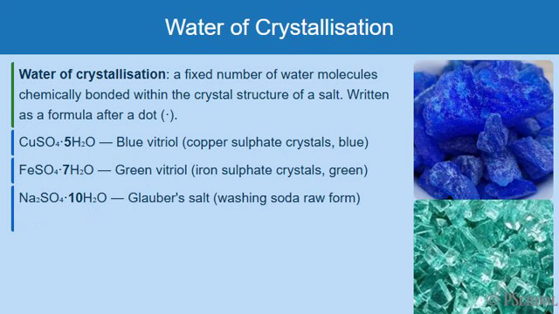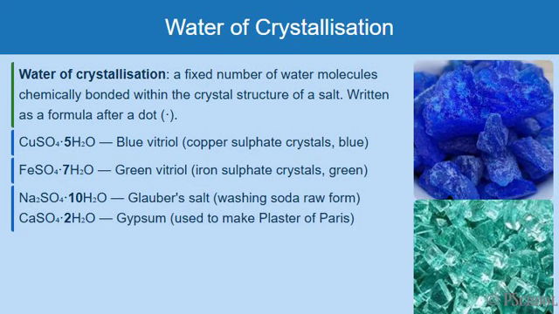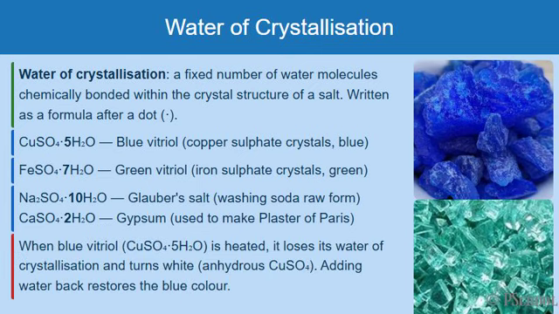Sodium sulfate decahydrate, Na2SO4.10H2O, Glauber's salt. Calcium sulfate dihydrate, CaSO4.2H2O, gypsum, used to make plaster of Paris. When blue vitriol is heated, it loses its water of crystallization and turns white, anhydrous copper sulfate. Adding water back restores the blue color.